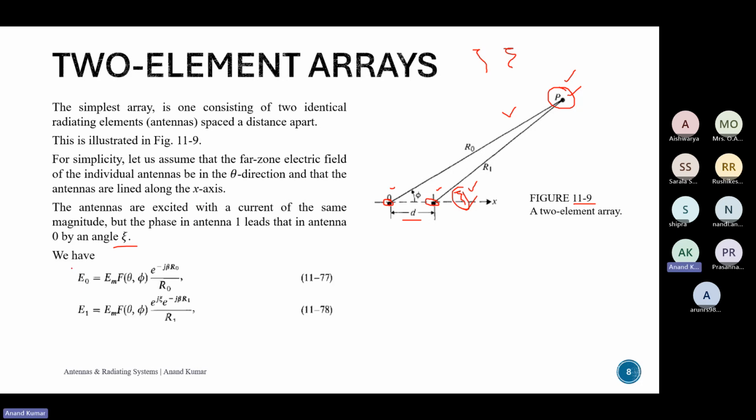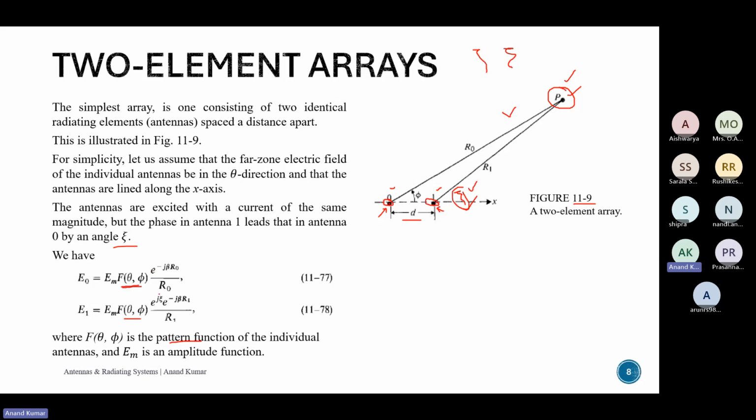So we can write the electric field like this. If you remember from the previous class, this is the element factor, or the field factor, the pattern function for each of these Hertzian dipole antennas. We are considering Hertzian dipole antennas, for which we had derived the electric field equations, especially in the far field.